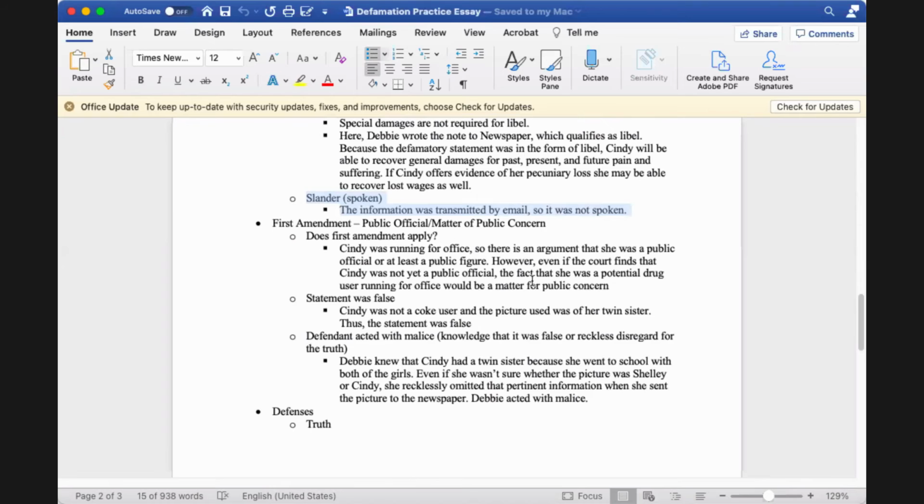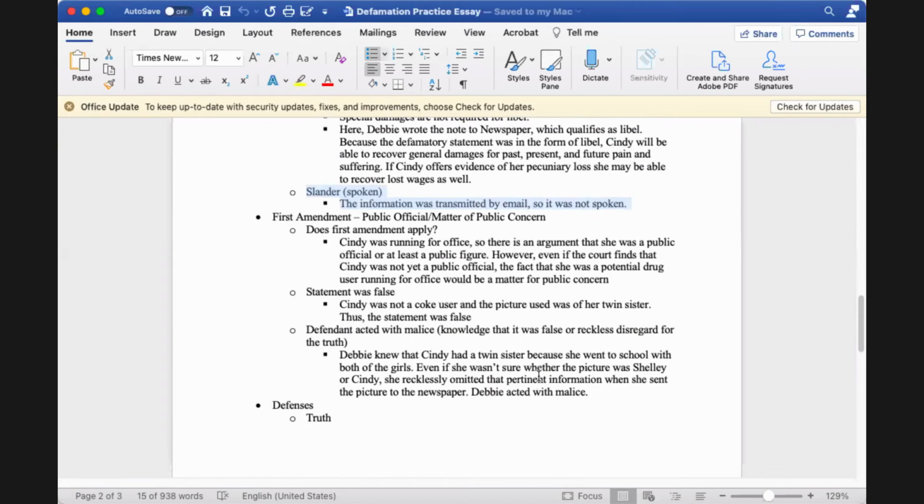First Amendment, does the amendment apply? Well, Cindy's running for office, so there's an argument that she's a public official or a public figure. But if the court finds that she was not a public official, the fact that she was a potential drug user running for office would be a matter for public concern.